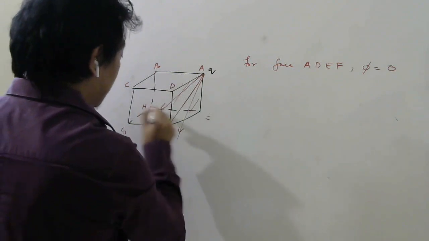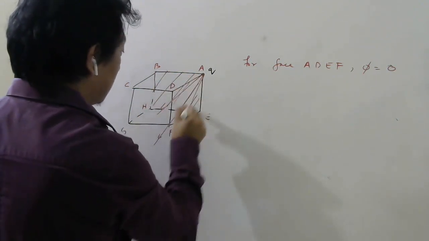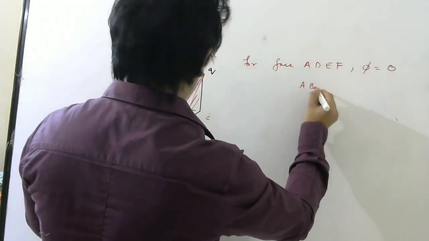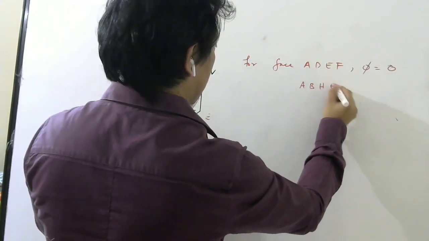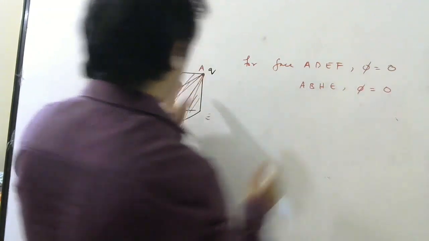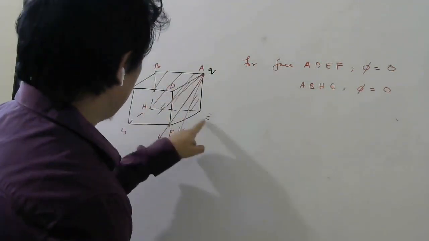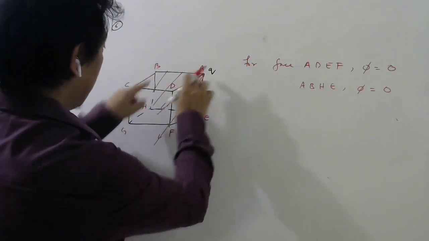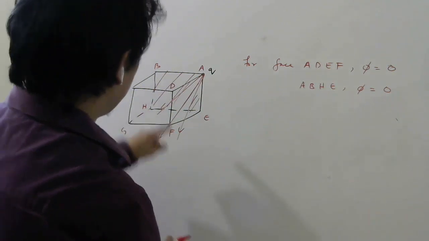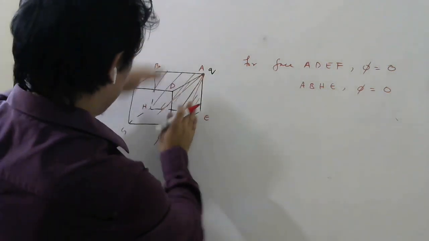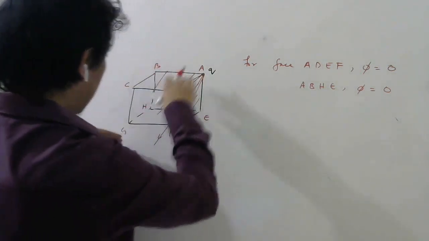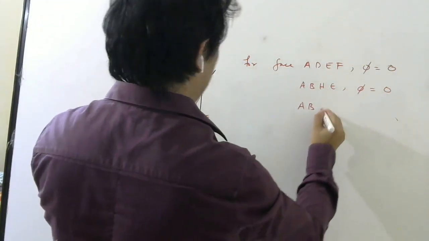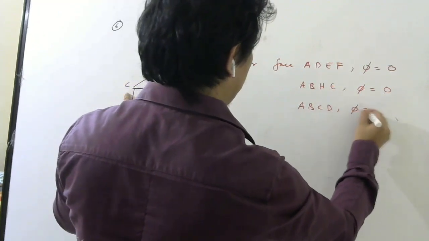Similarly, this face, which face I am talking about, ABHE, flux will be 0. Same story, whatever I told for ADEF, you apply the same for ABHE. Then I spoke about the back one, then the top one, ABCD. For this also the flux will be 0.